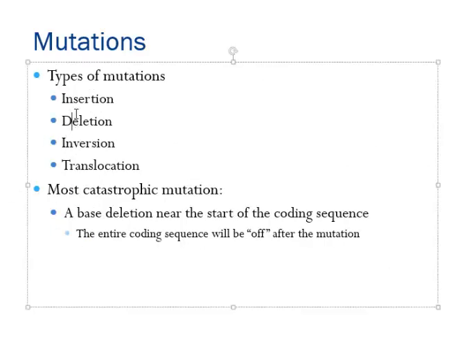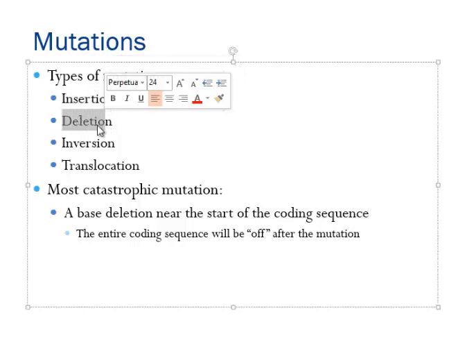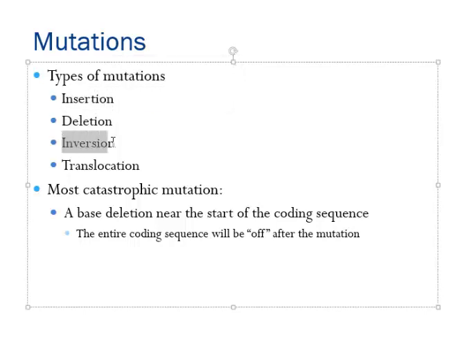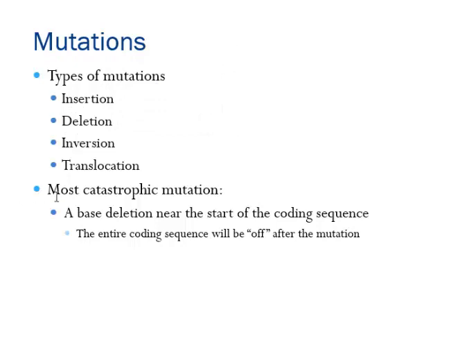There are different types of mutations. Insertion is when an extra base is inserted. Deletion is when a base is deleted. Inversion is when bases are backwards. And translocation is when they've changed places. And a base deletion near the start of a coding sequence, let's say near the start of the sequence that codes what a person's eye is supposed to do, that's obviously the worst kind of mutation.